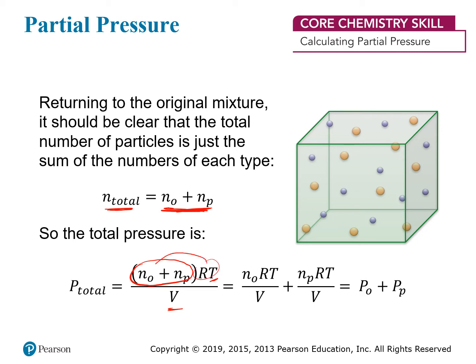The RT gets distributed to both terms in this sum, NO plus NP. So we get NORT plus NPRT divided by V, and then we can split that up into two separate terms like this, and then we recognize that this is just the expression that we saw in the previous slides for the partial pressure of the orange particles, and this is the expression we saw for the partial pressure of the purple particles. So it turns out that the total pressure of the gas mixture is equal to the partial pressure of one particle type plus the partial pressure of the other particle type.